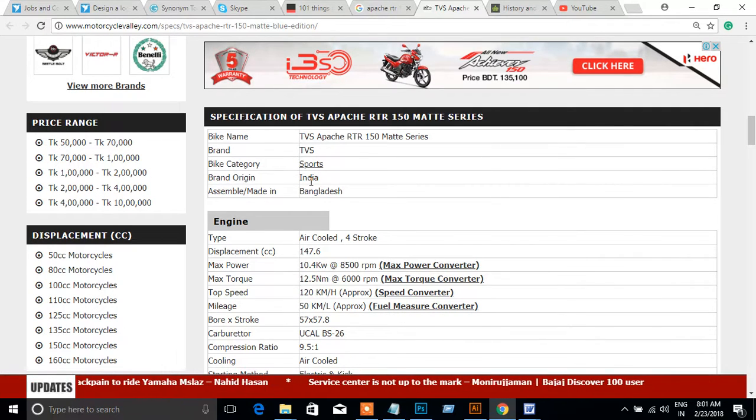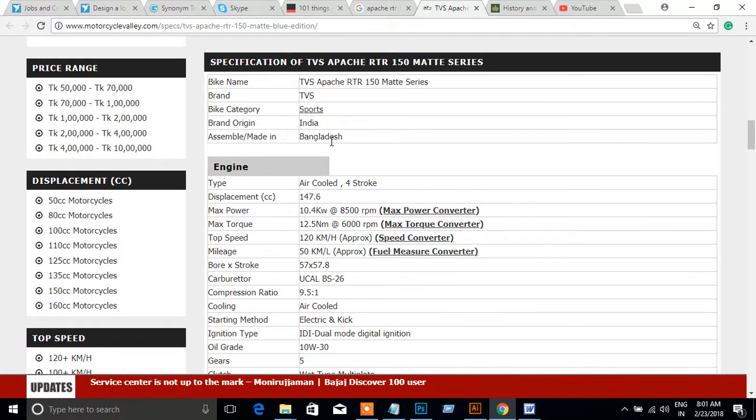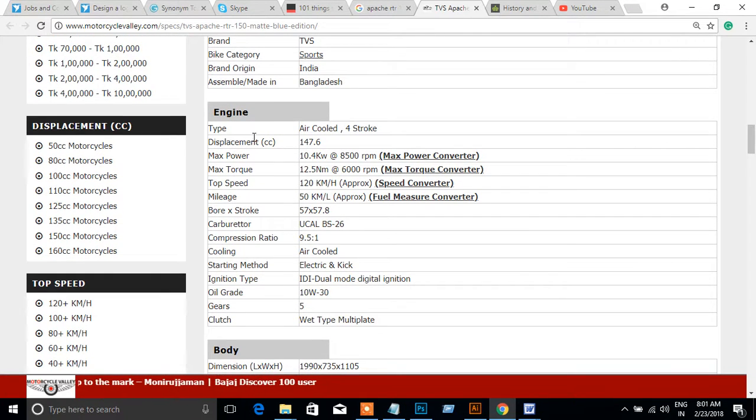Brand origin, that means everyone knows that TVS is an Indian company. So TVS here is the brand origin in India, as made in Bangladesh. You can see this here. And now the type: air cooled, 4-stroke, 147.6. That means it's a 150 cc bike, but basically that's why it shows 147.6.